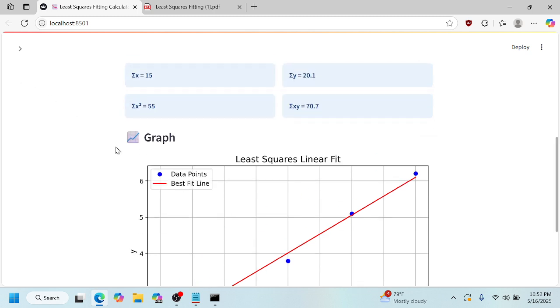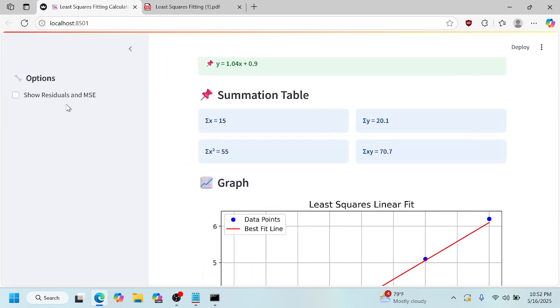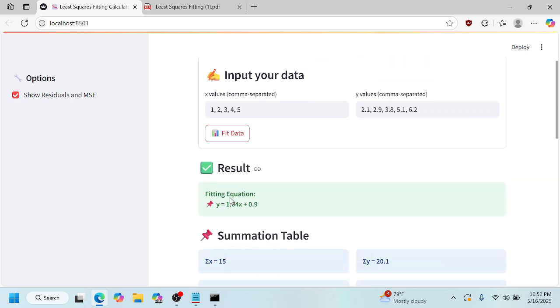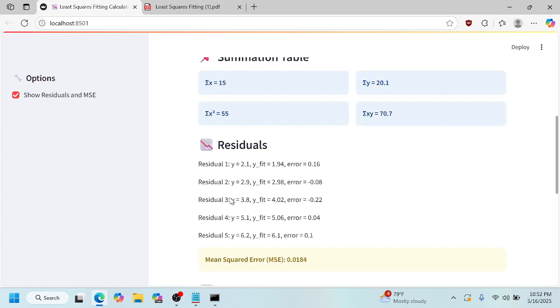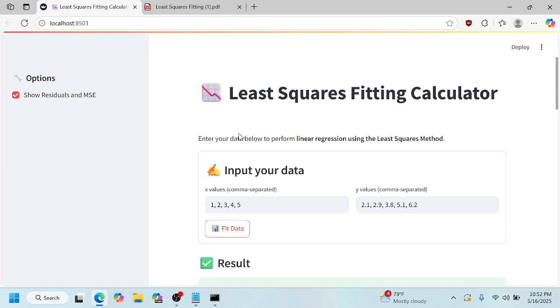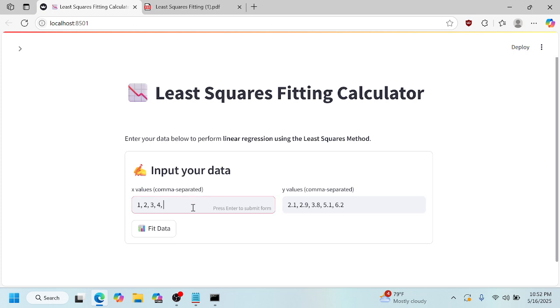And if we enable the checkbox in the sidebar, we'll also see the residuals and the mean squared error, which measures the accuracy of the line. To better understand the functionality and the accuracy of this calculator, I have prepared sample problems.